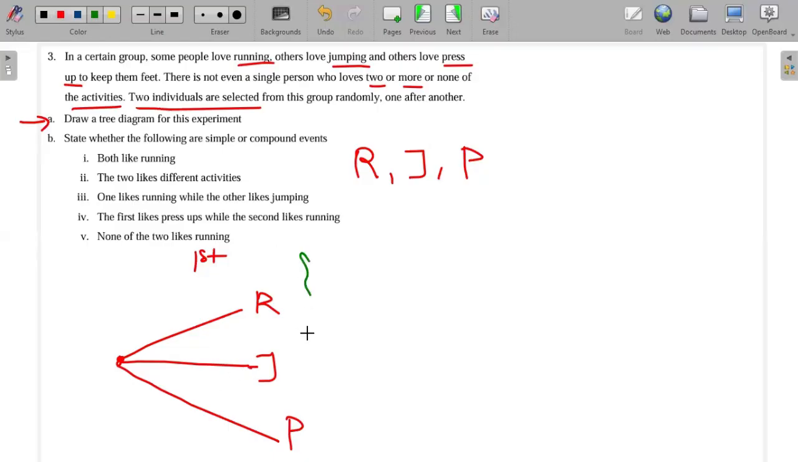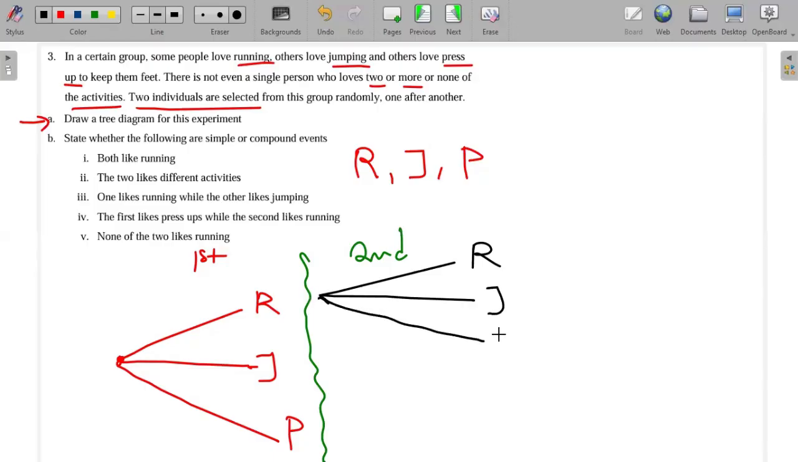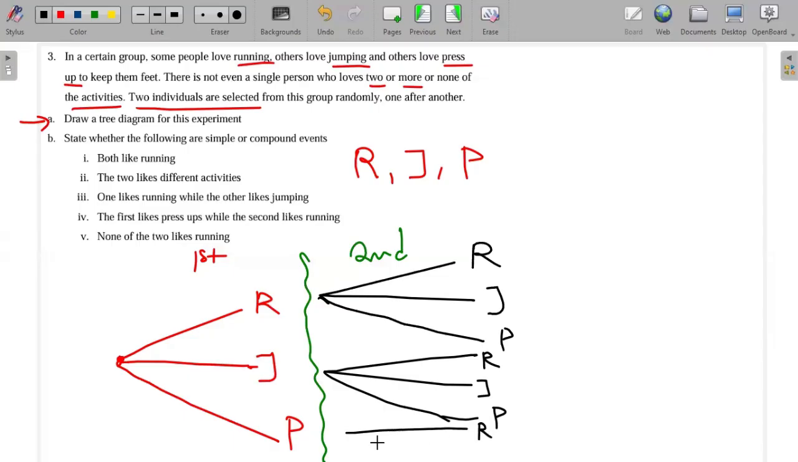Okay, and then now I go to my second selection there. Okay, so in my second selection, it can be that I also choose another person who likes running, or now I choose the one who jumps, or actually I choose the one who does what? Press ups. And here it will just be the same thing. Okay. So I just draw three things here. So running, jumping, and then press ups. And then here for this person who does press ups, it means that I can now select someone who loves running, or someone who does the jumping, or actually someone who loves the press ups again.